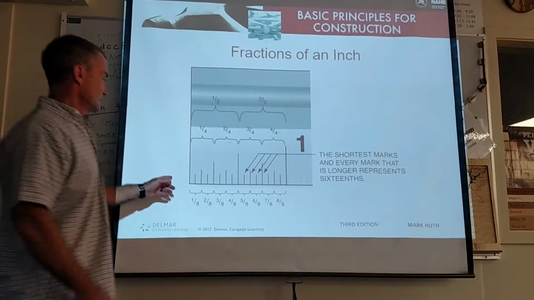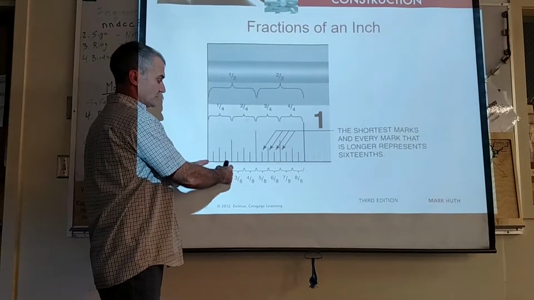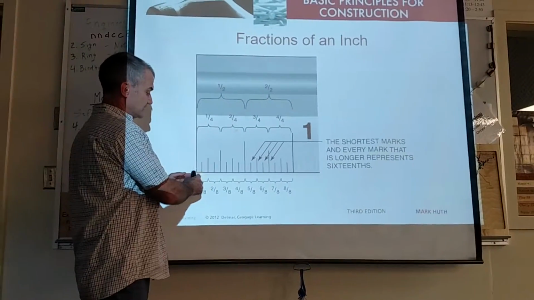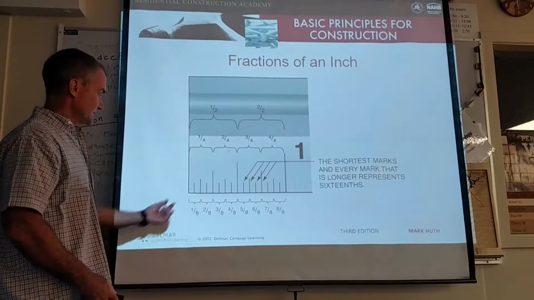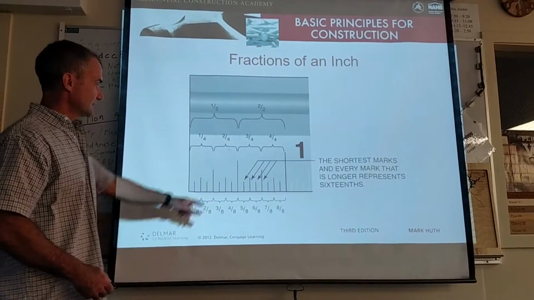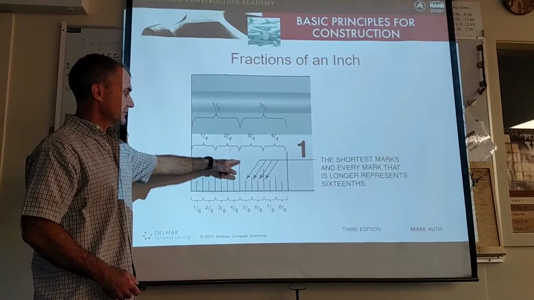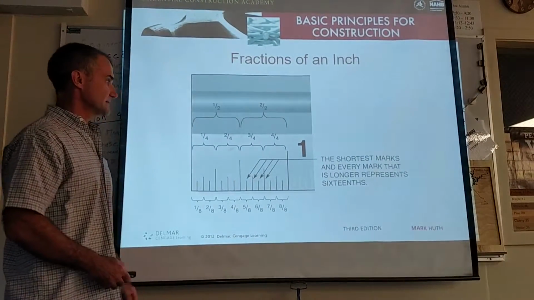Here's your ruler. Here's a whole inch, split in half. Split that into quarters. Split that into eighths, and then into sixteenths. So 2 marks is an eighth, 4 marks is a quarter, and the length of the mark tells you whether it's going to be a quarter, a half, an eighth, or a 16th.